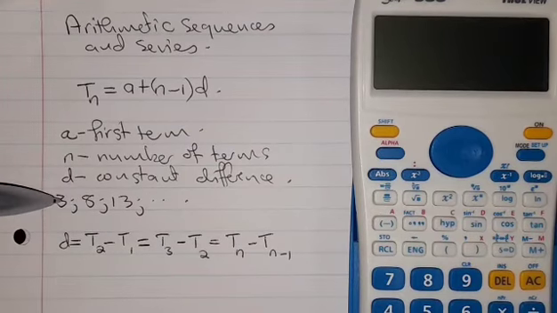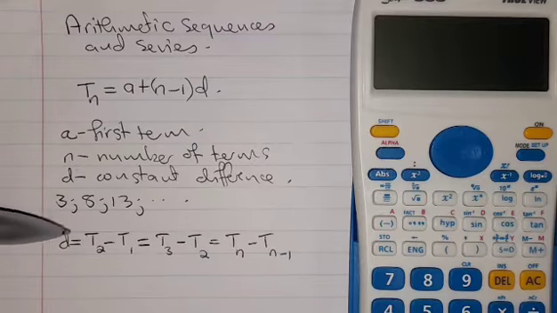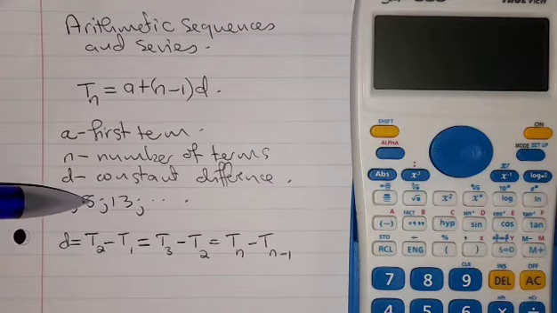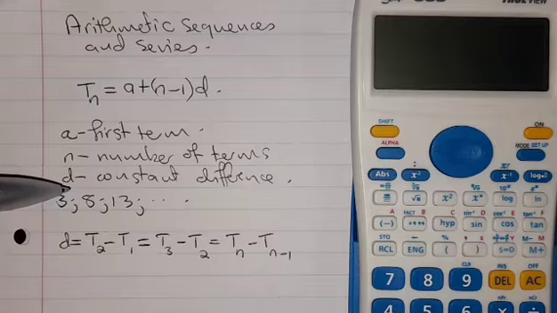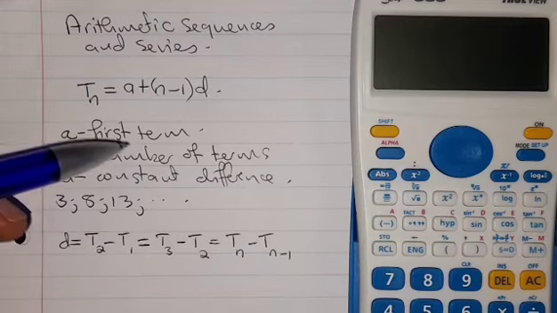And in this case, that will be 8 minus 3, or we can say 13 minus 8. That's how we get our d.